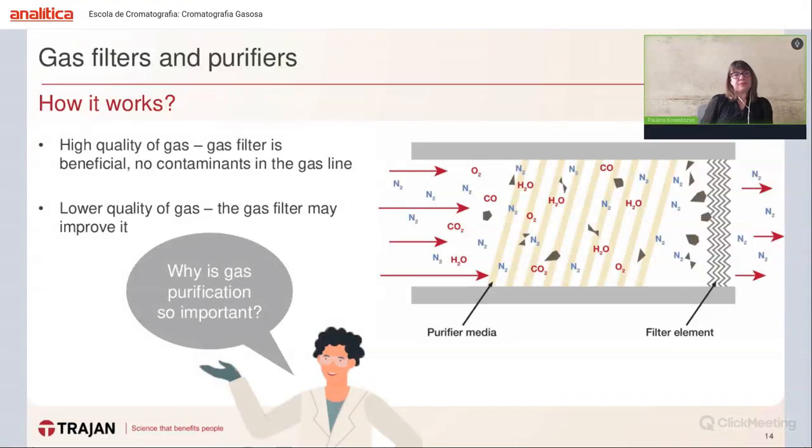And it is beneficial to use the gas filters for the gases of a lower quality, as the gas purifiers may improve the quality of the gas, so it may improve our results as well.